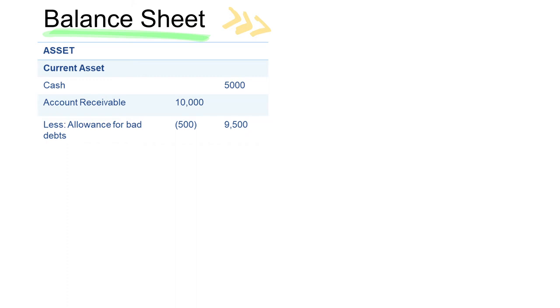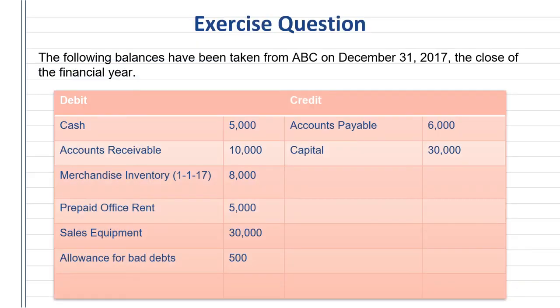This is calculated. There are a lot of ways of calculating it, but it is usually calculated by observing the previous losses we had with accounts receivable. In this question, we were already given allowance for bad debts, so we just subtracted it from accounts receivable. Here you can see allowance for bad debts is given.